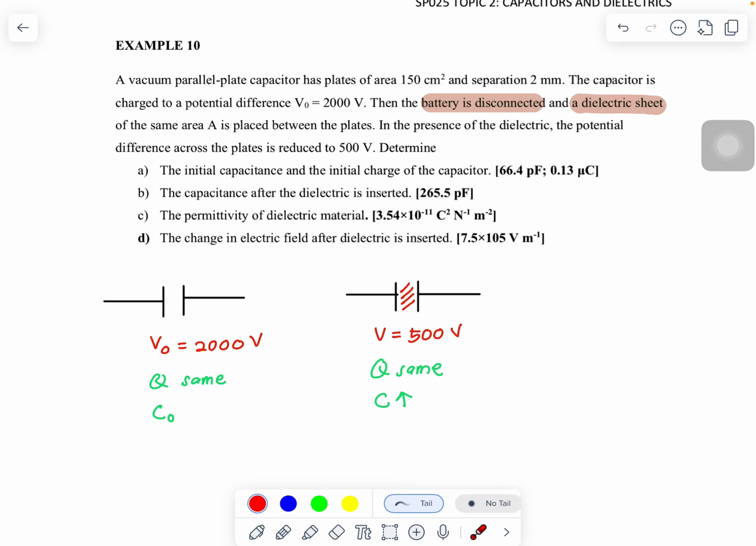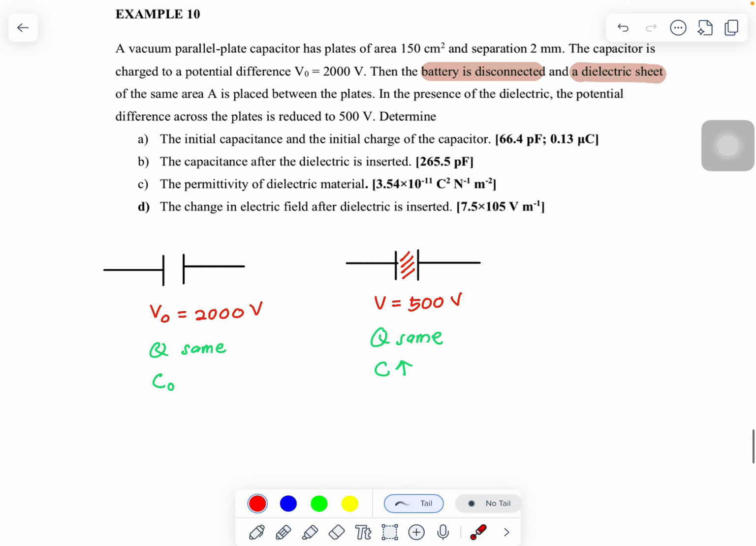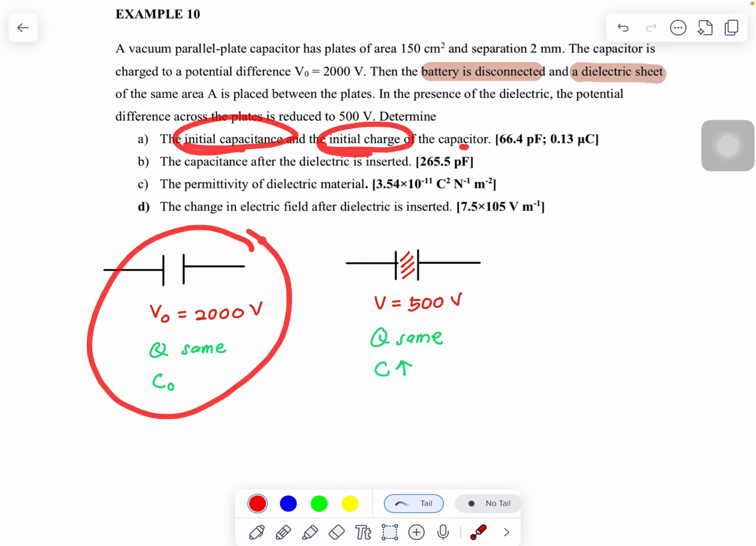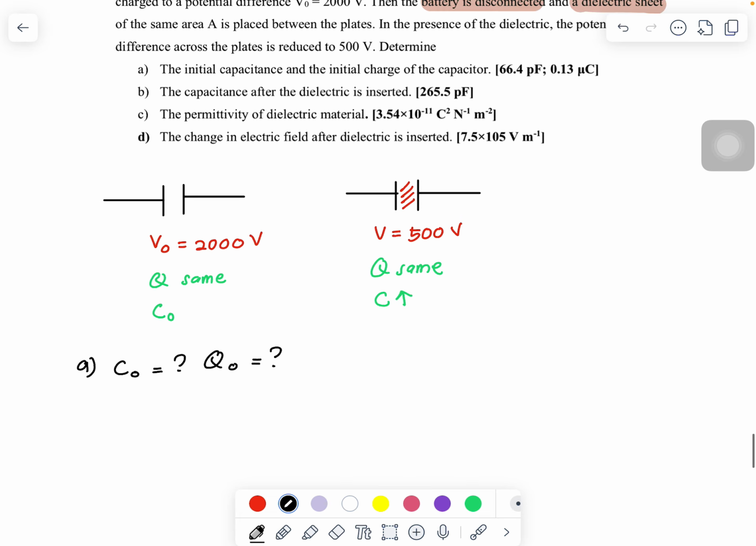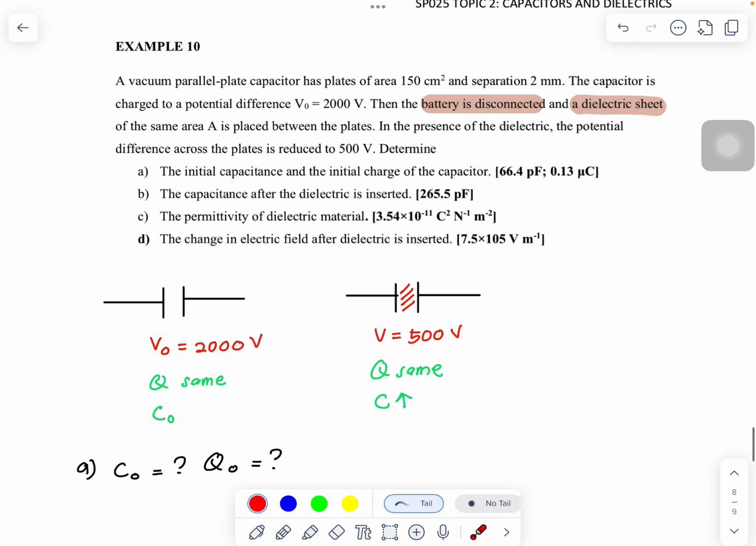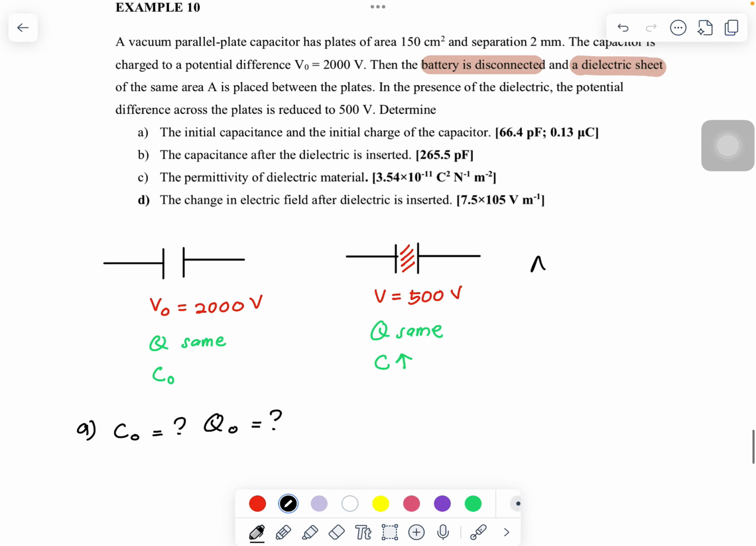First question, determine the initial capacitance and the initial charge of the capacitor. So kita fokus pada first one saja. We want to calculate C0 initial capacitance and Q0 initial charge. Since kita dibagi value yang lain lah, dia bagi area dan juga distance. So we are given area 150 cm square and distance is 2 mm.